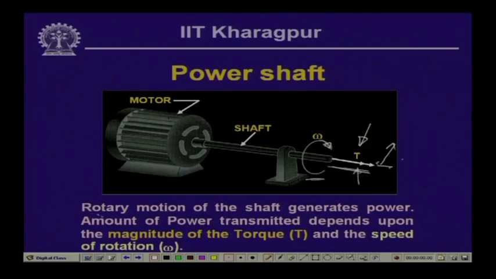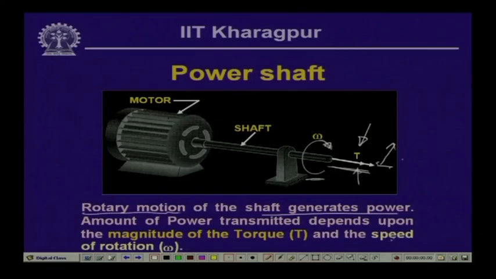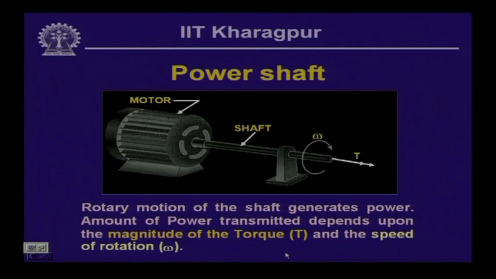Now, this rotary motion of the shaft generates power, and the amount of power which gets transmitted through the rotation of the shaft depends on the magnitude of the torque that is applied and the angular speed, the speed of rotation which we call here omega. So, it depends on the magnitude of the torque and the speed of rotation. In fact, it is the product of the torque and the speed of rotation.